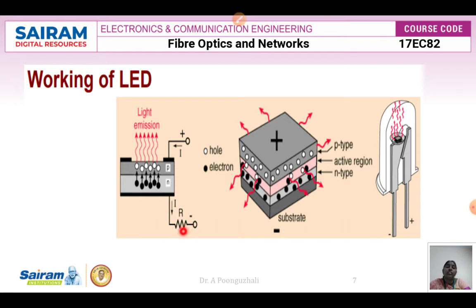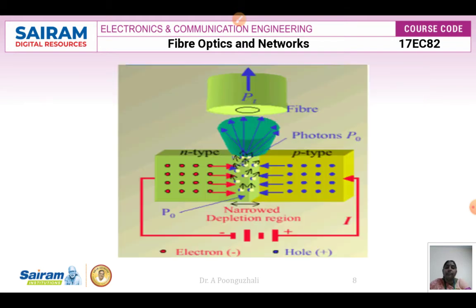So through your resistance R. Here this is your substrate material. This is going to be your N-type material. This is your P-type material. This is the active region where your electrons and holes combine and the light is going to be emitted. We can see that the light is emitted in all directions there. So this is the internal structure of how your LED is going to emit light.